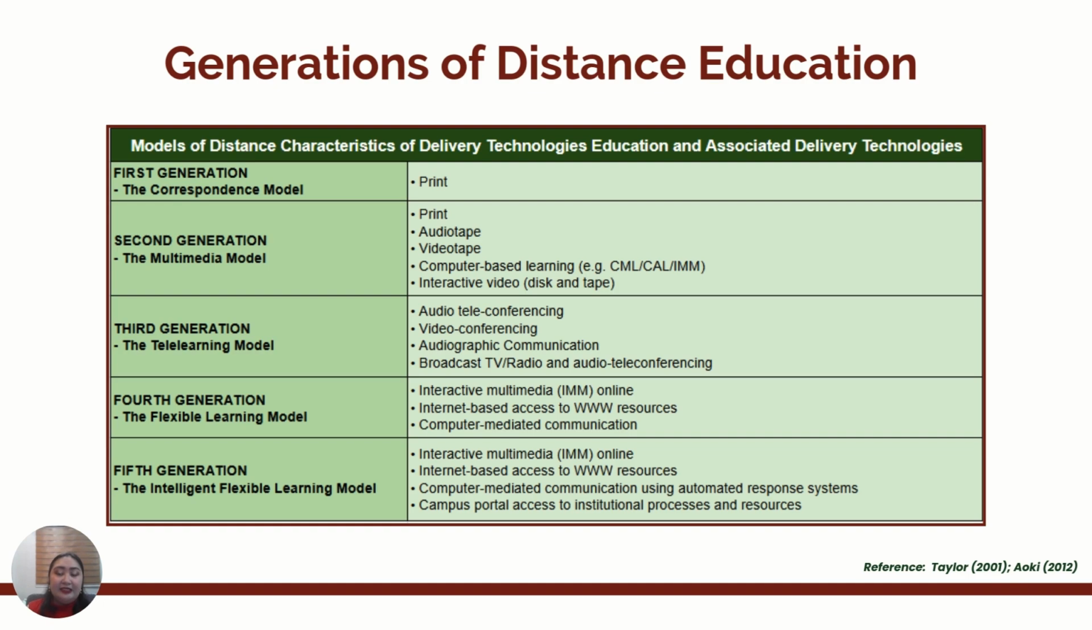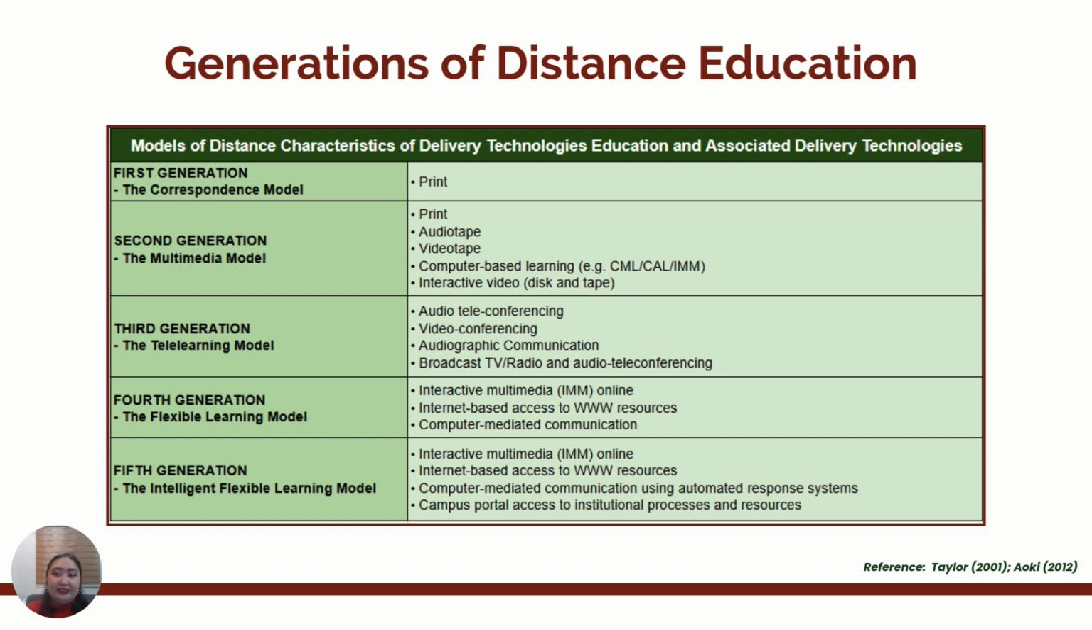In this stage, the interaction between teachers and students was usually limited to correspondence, which means handwritten texts were sent via postmail. The second generation, or the multimedia model, is characterized by the use of radio and television as instructional media, in addition to print materials. This generation is also often called the industrial mode of distance education, with highly specialized division of labor in producing and delivering instructional materials and potential to educate thousands of students at once.